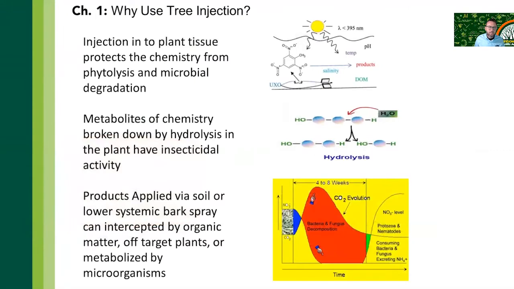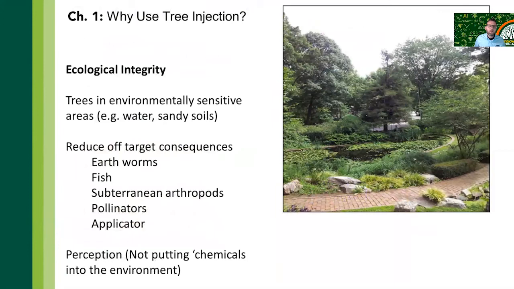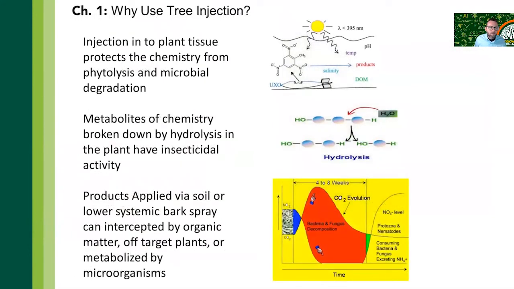We'll see here that for some of these pests, it certainly is the best course of action. So, diving into the question of why do tree injection at all? Well, first off, when we do an injection into plant tissue, it protects the chemistry from photolysis and microbial degradation. If we are doing some other type of systemic application, that is, applying products into the soil or as a lower bark spray, that exposes it to sunlight, and certain products are more or less sensitive to sunlight, which can break down the active ingredient and then may reduce our efficacy.